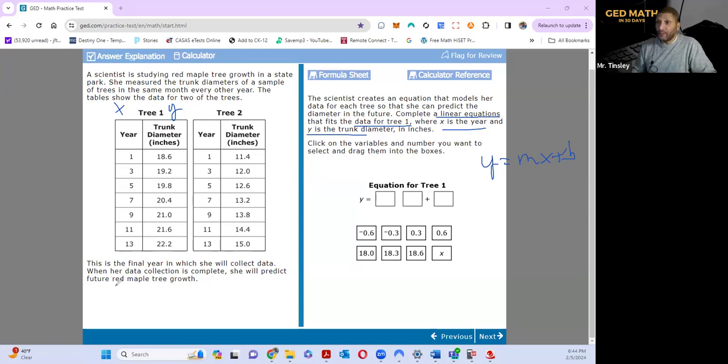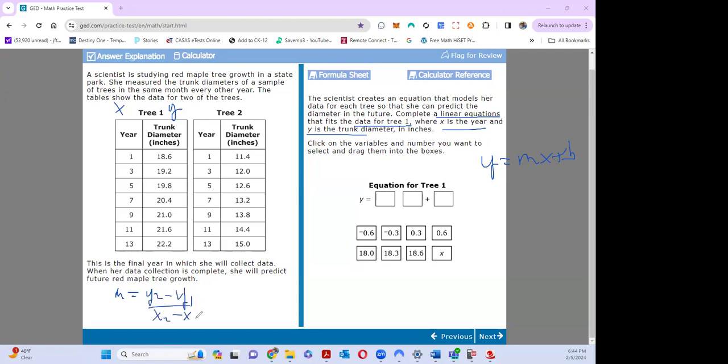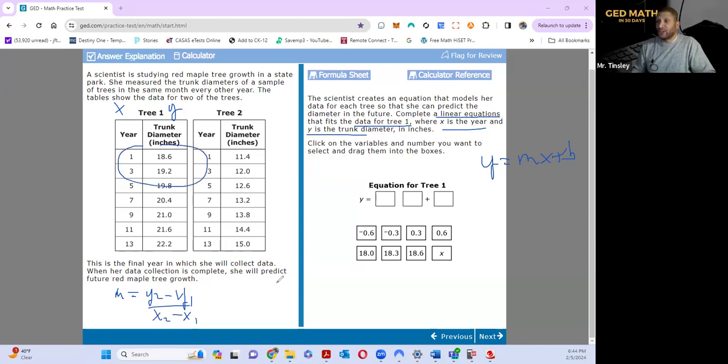You literally do m equals y2 minus y1 over x2 minus x1. I'm going to use these 2 points. 19.2 minus 18.6, over 3 minus 1. What's that? 0.6 divided by 2. My slope is 0.3.